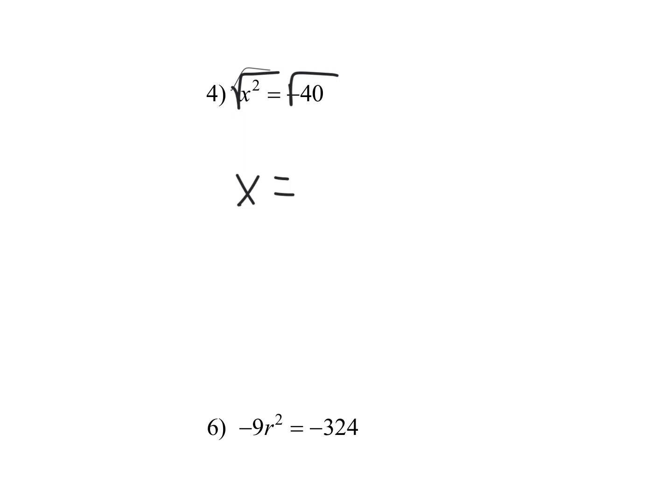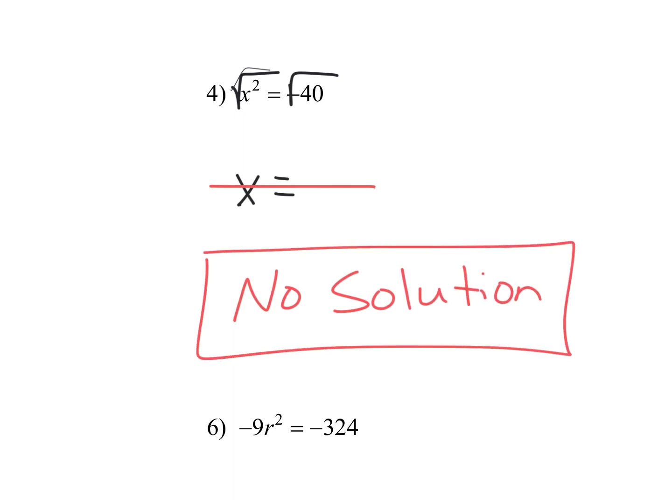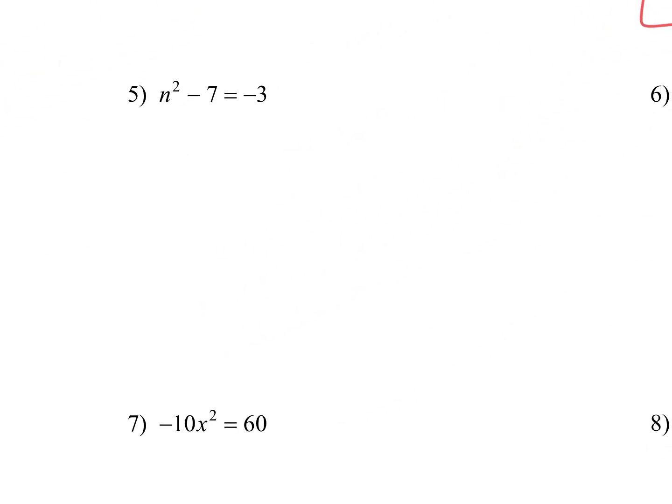No. So whenever you take the square root of a negative number, there's no solution. You cannot take the square root of a negative number. If you have the square root of a negative number, your answer is no solution. You physically cannot do it. Okay? Let's move on to number 5.